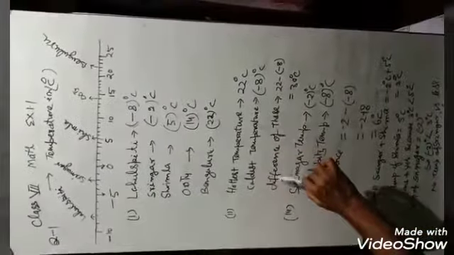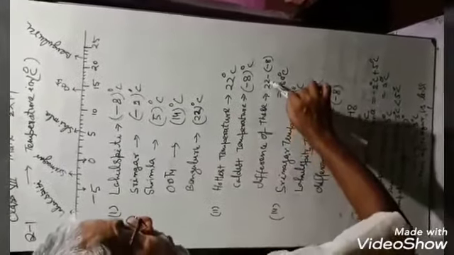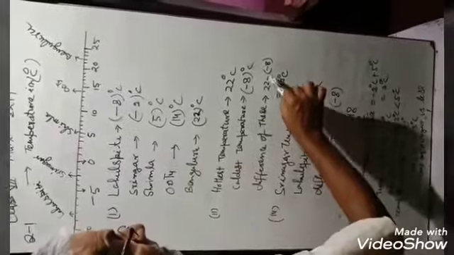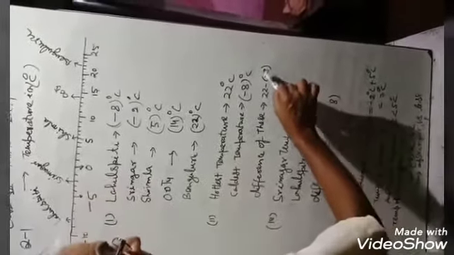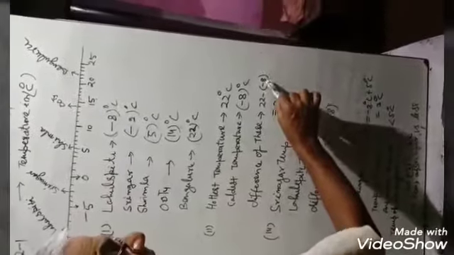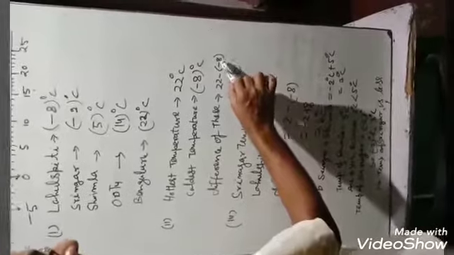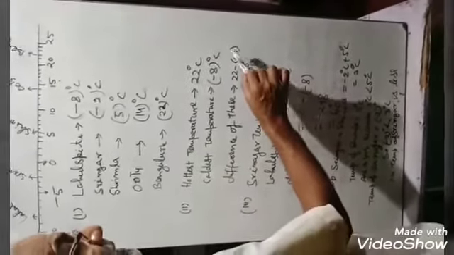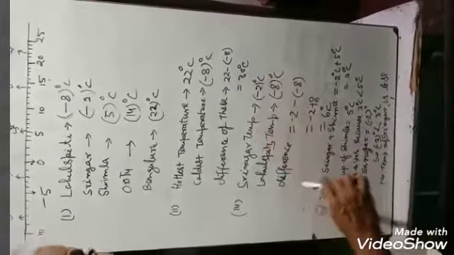So what is the difference between the two? The difference is equal to 22 minus minus 8. Minus minus 8 means the additive inverse of minus 8, that is plus 8. So 22 plus 8, this total will be 30 degrees centigrade.